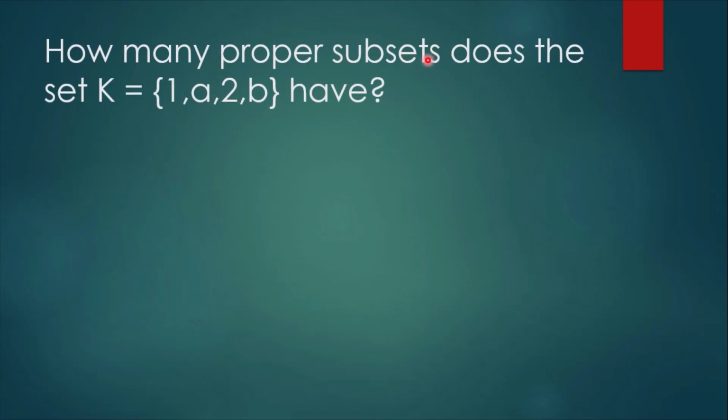Now, how many proper subsets does the set K = {1, A, 2, B} have? Of course, the cardinality of K is 4, minus 1 to indicate we are looking for its proper subsets. 2 raised to 4 equals 16, minus 1 equals 15. So set K has 15 proper subsets.